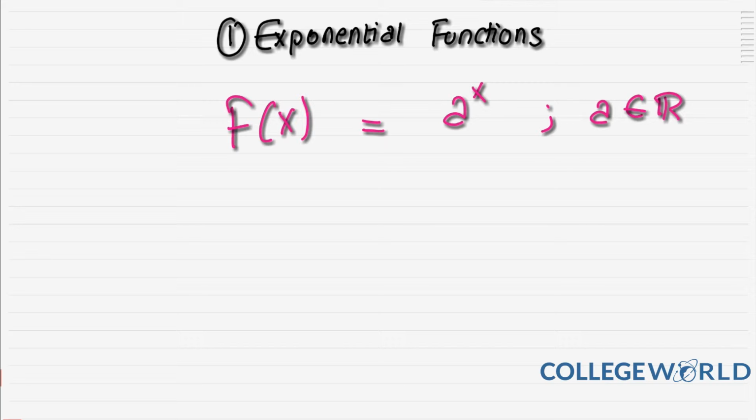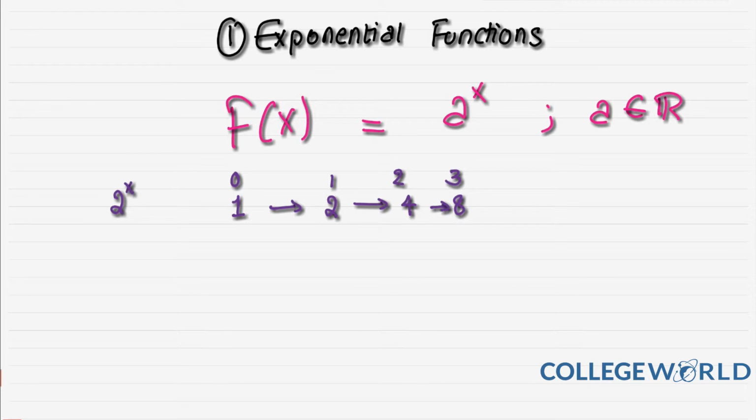Let's take an example. We're talking about 2 to the power x. If we start with x as 0, 1, 2, 3, you will notice that you're going from 1, to 2, to 4, and then to 8. It is something that increases exponentially, and this is why it's called the exponential function.